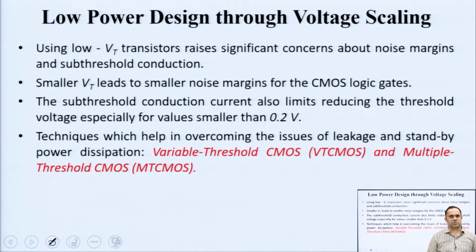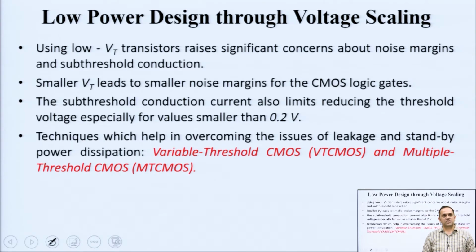Now, MOSFET being a switch in a digital circuit, you do not want this switch to be turning on when it is supposed to be off. So, we tried to reduce the threshold voltage to improve delay, so that we can exploit the advantage of voltage scaling on power dissipation, but now we are faced with another problem of sub threshold conduction and noise immunity. For this, there are different techniques, the two techniques being variable threshold CMOS or VT CMOS and multiple threshold CMOS or MT CMOS.